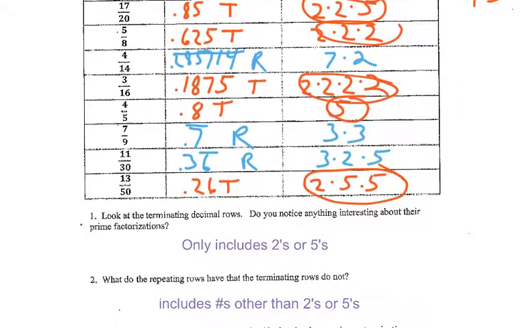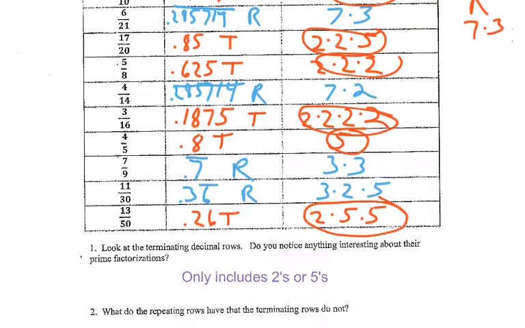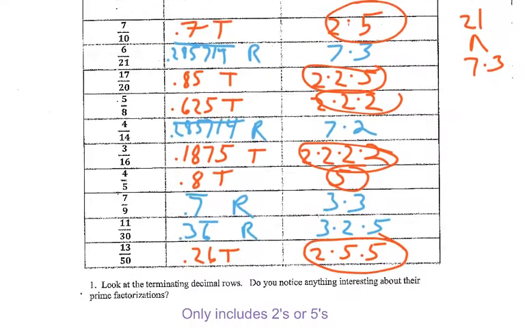Okay, all of my red terminating decimals. Now, what do we notice about the repeating decimal rows? Well, let's take a look at the blue. Now, all of a sudden, there's no 2 or 5. Well, it has a 7 and 3, I should say. This has a 7. This has a couple 3's. This one has a 3, a 2, and a 5, but it's repeating. It has a 2 and a 5, but it also has this 3, so it's repeating.